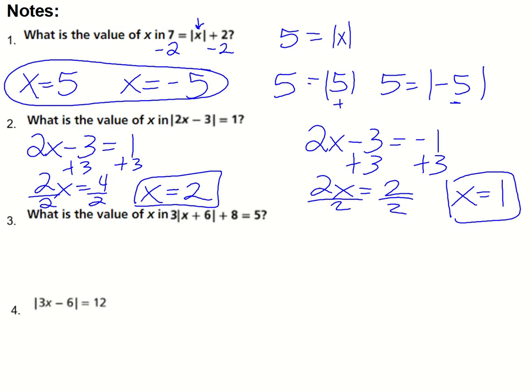Okay, so if I plug in 2, I'm going to get 1, and if I plug in 1, I'm going to get 1. We can test it. 2 times 2 is 4. 4 minus 3, absolute value of that is in fact 1. If I plug in 1, I get 2 times 1 is 2. 2 minus 3 is -1, but the absolute value of -1 is still 1. So that is why it works.